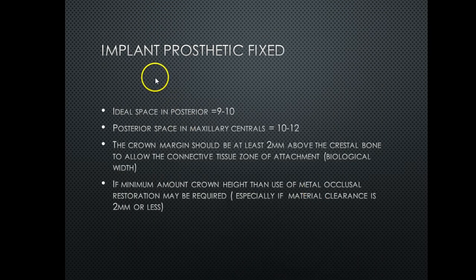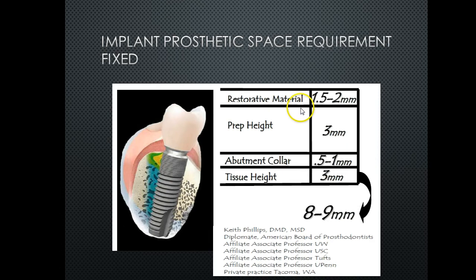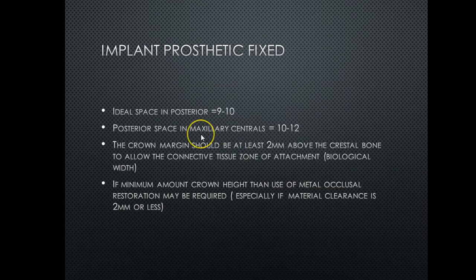When you're talking about the implant prosthetic fixed, like we just talked about, the ideal space is 8 to 9, but the more the better, at least around 10, so you have more restorative material on top, and maybe even more abutment height. In the posterior part, on the lingual aspect of the canine, you need at least about 10 to 12. The crown margin should be at least 2 millimeters above the crestal bone, like I talked about, for the biological width, to allow the connective tissue zone of attachment.